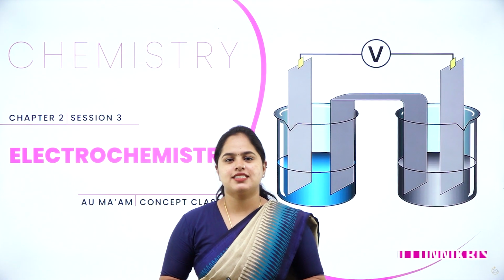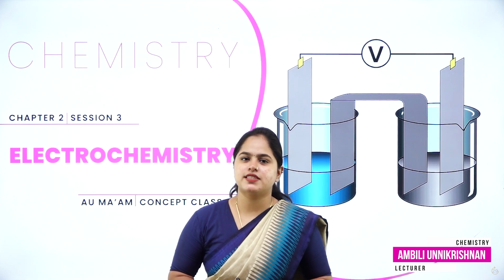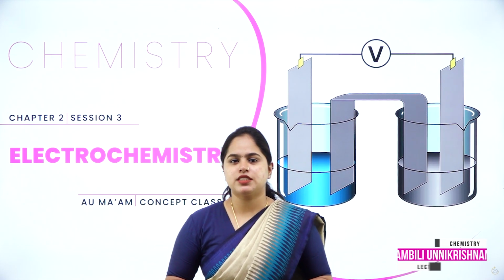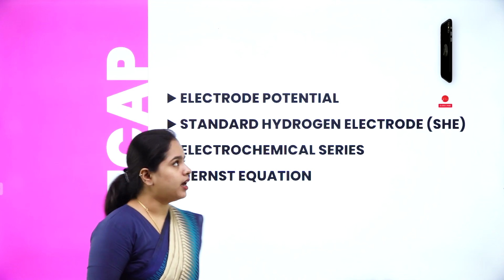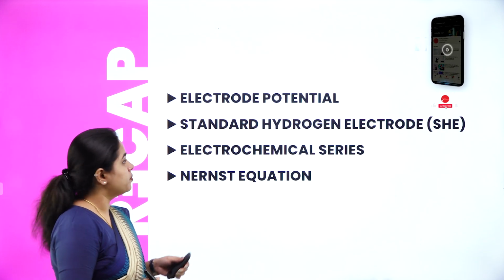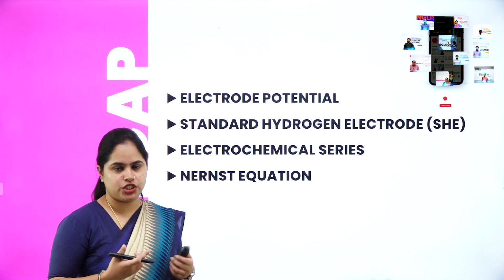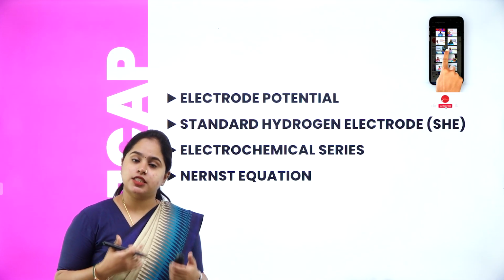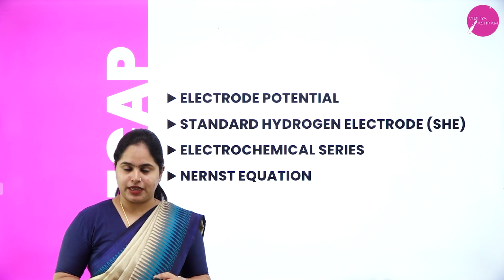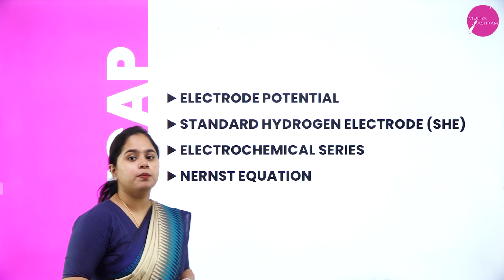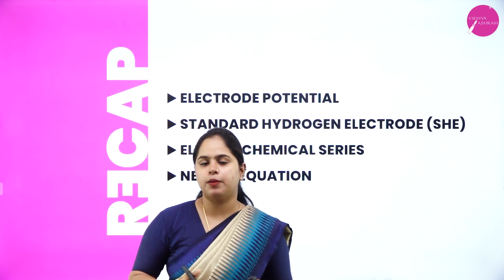Hello everyone, this is Ambli Unnikrishnan from the Department of Chemistry, Vidhyaashram School of Excellence, Mysore. So today we are back with session 3 of the chapter Electrochemistry. In the last session we studied what is electrode potential, and then we studied the standard hydrogen electrode, which is used as the standard electrode, right? And then we studied the electrochemical series as well, and we began with the Nernst equation. That is, we studied what the Nernst equation is and the importance of it.